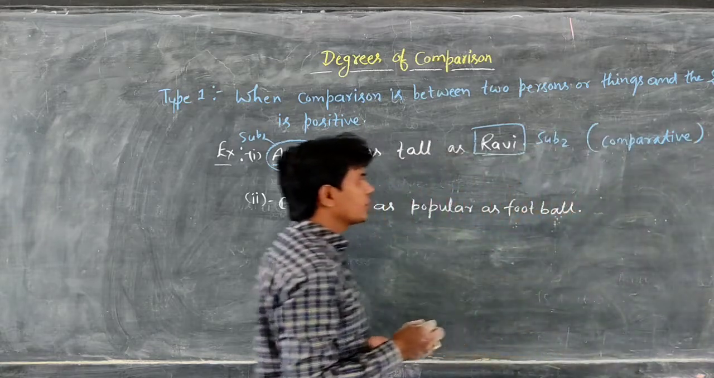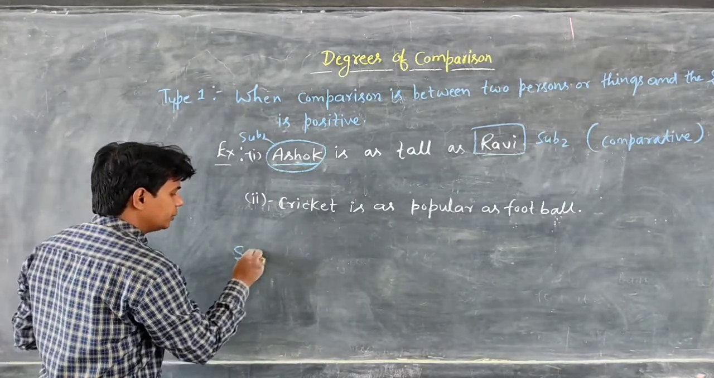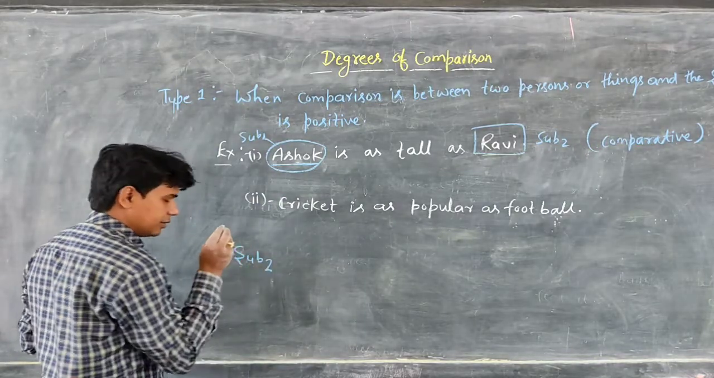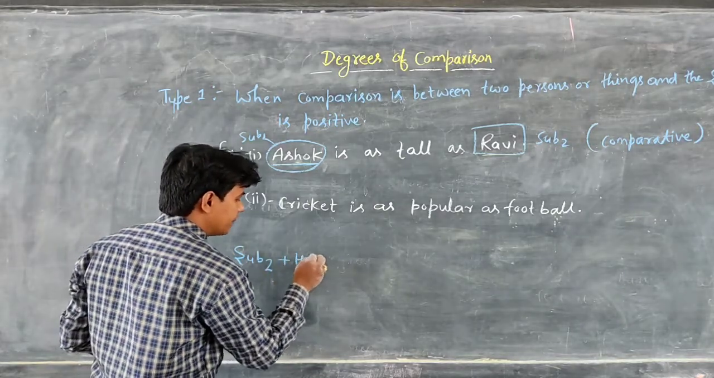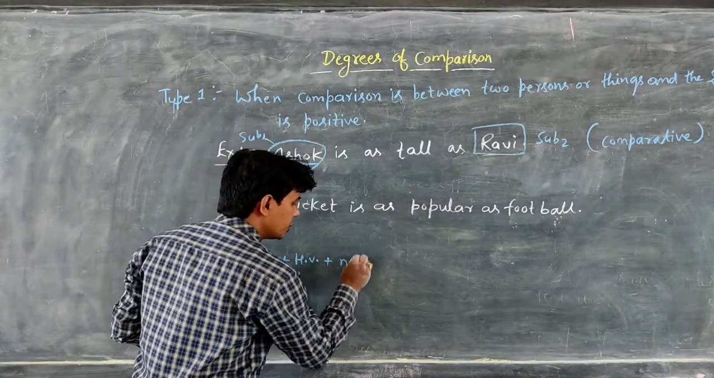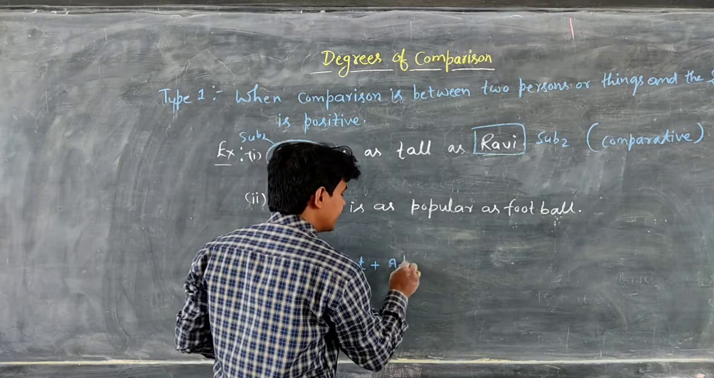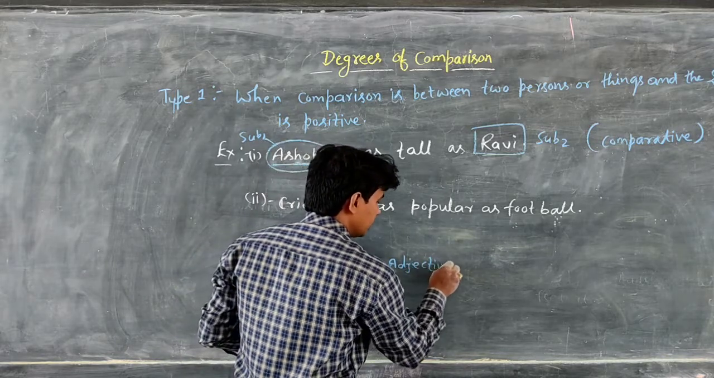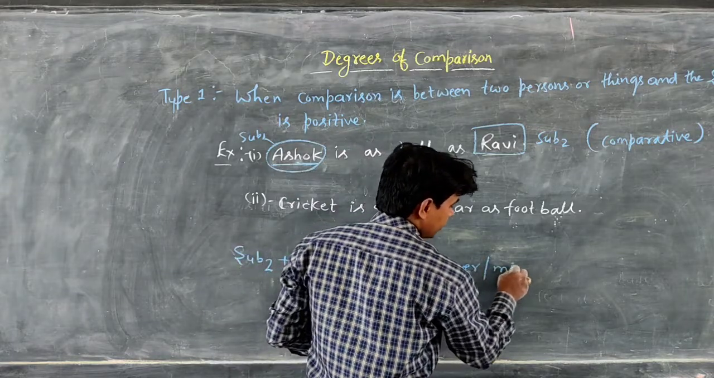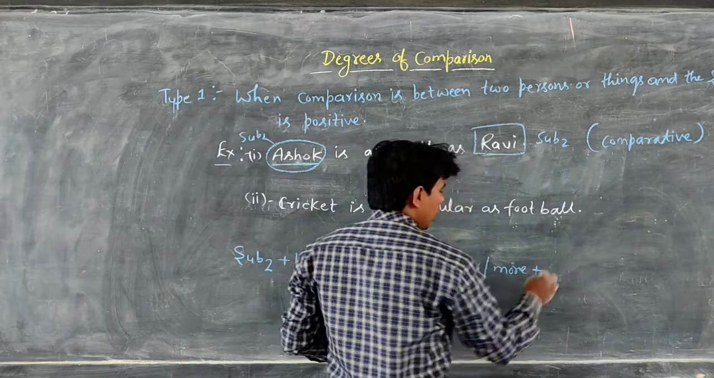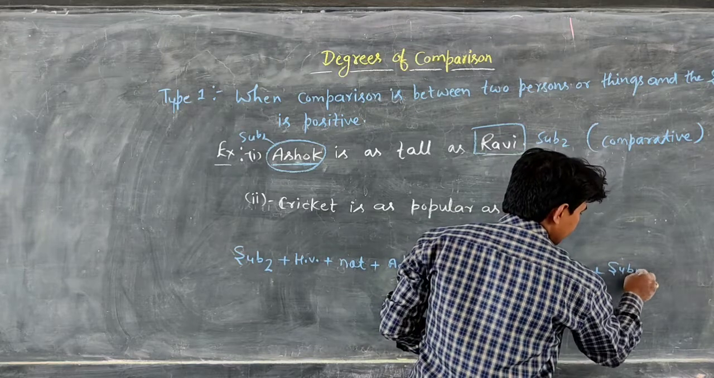Okay, you are asked to change into comparative degree. So what will you do? Very first, you will mention subject second. After that, according to the subject, you will use a helping verb. Then you will use not. And after that, the adjective will come. In that adjective, you will add either er or more. After that, you will use than. Then at last, you will mention subject first.